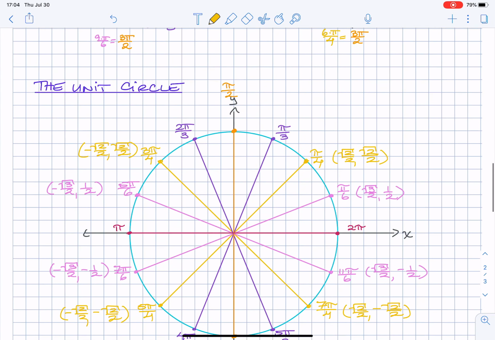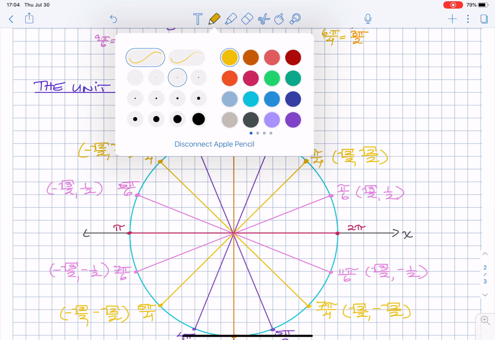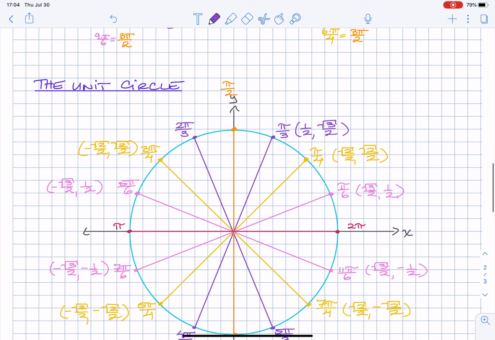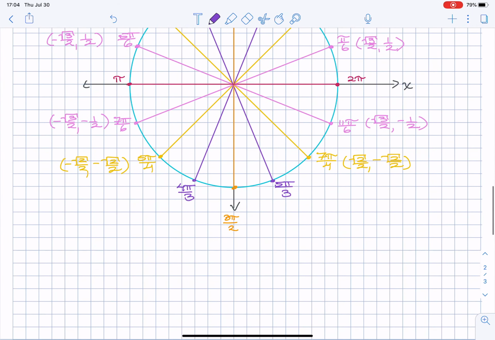Now let's look at the 60-degree reference angles, which once again are 30, 60, 90. So now the x-coordinate is the short guy, and the y-coordinate is the long guy, root 3 over 2. In quadrant 2, it's negative short coordinate 1/2, positive root 3 over 2. In quadrant 3, they're both negative, so negative 1/2, negative root 3 over 2. And in quadrant 4, it's positive 1/2, but negative root 3 over 2.